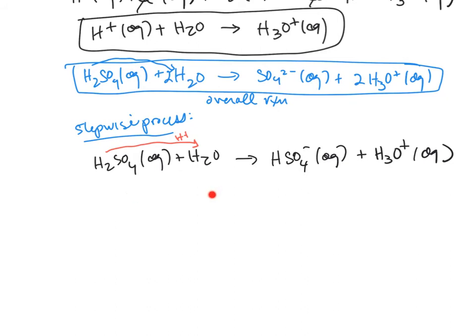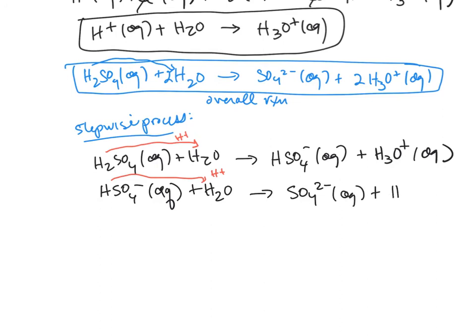Hydrogen sulfate will react with another water molecule to form another hydronium. So HSO4 minus plus a second water molecule will form sulfate. So the proton again, the second proton gets removed and put over here with water. And you're going to have a second hydronium ion generated.